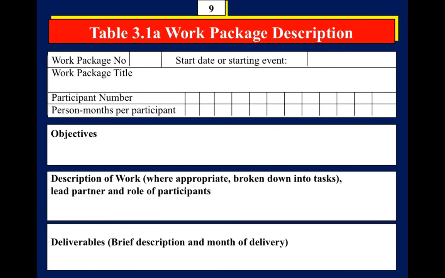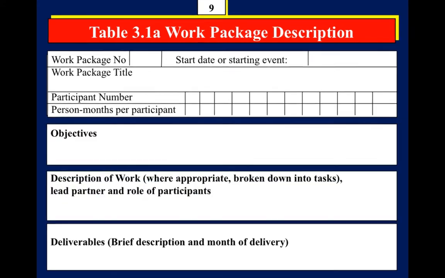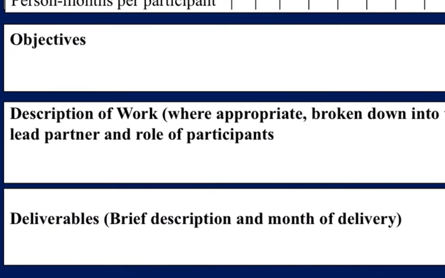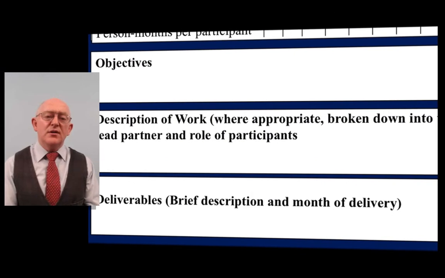Now this is the first form that you're asked for, the work package description. You're asked for the title. You're also asked for the objectives. You're asked for a description of the work and the deliverables. Now deliverables are very important in European projects. Deliverables are the payment criteria. How do we know when the work is done? So from the Commission's point of view, these are really important.